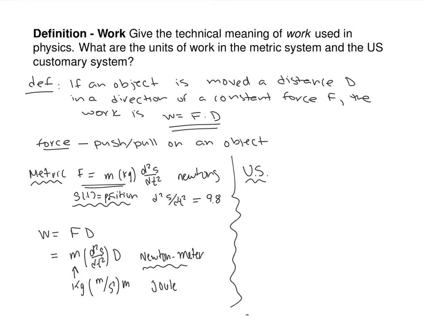And surprisingly, this is one of the things that is actually easier in the US system. In the US, force is measured in pounds. So typically work being force times distance, force measured in pounds, distance measured in, say, feet. The most common unit is foot-pounds for work.